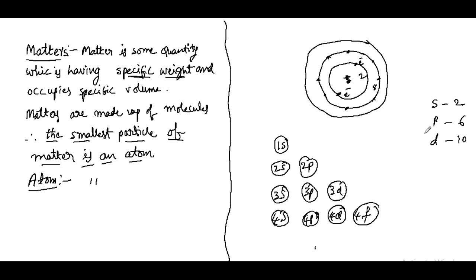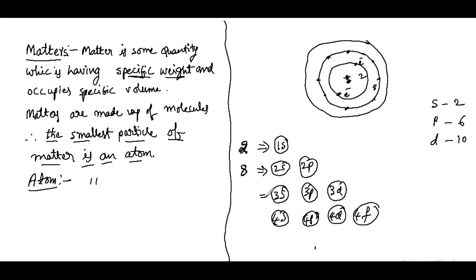In the first orbit, only the s orbital is defined. So the maximum capacity of the first orbit is 2 electrons. And the second orbit consists of both s orbital and p orbital. So the s orbital maximum capacity is 2 electrons, and the p orbital maximum capacity is 6 electrons, and finally within the second orbit the maximum capacity is 8 electrons. So the second orbit holds a maximum of 8 electrons.